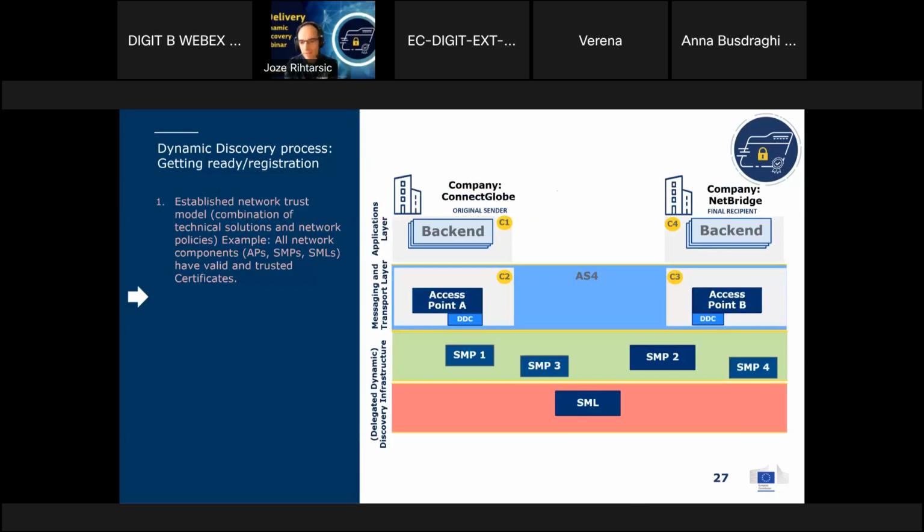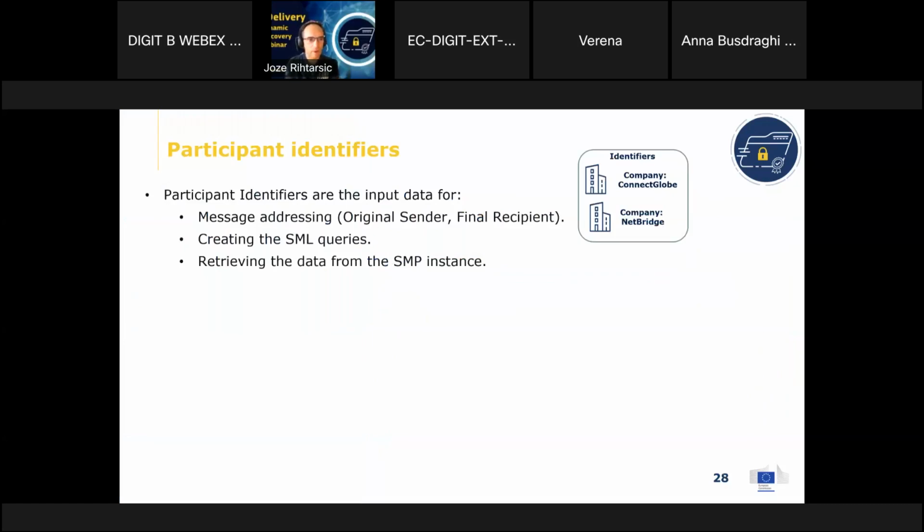So now, when the trust is established between the components, the next thing the network must make sure of is that all participants obtain unique identifiers for the network. And in the following slides, I will be talking about the participant identifiers and why they are important. They're important because they are used for message addressing. So when we are creating a message, we set the participant identifier as original sender or final recipient. Then the identifiers are also used for creating SML queries, and they are also used for retrieving the data from the SMP instance. And the most important property of the identifier is that it belongs to only one participant, a company, in the network.